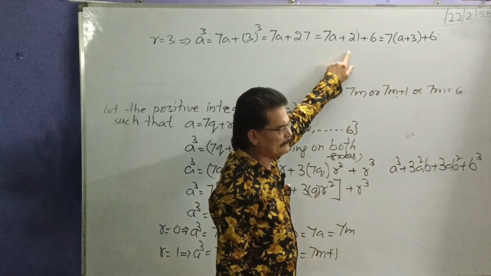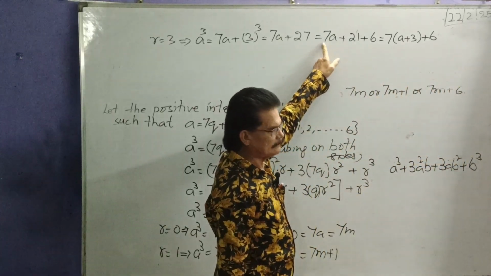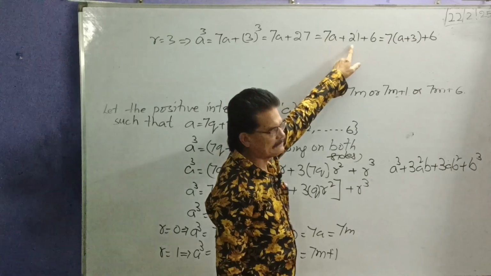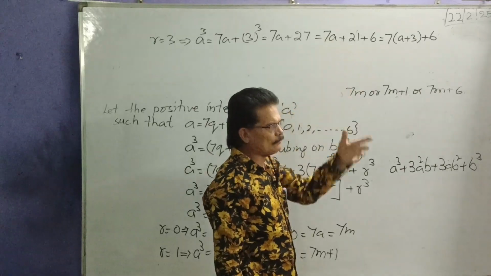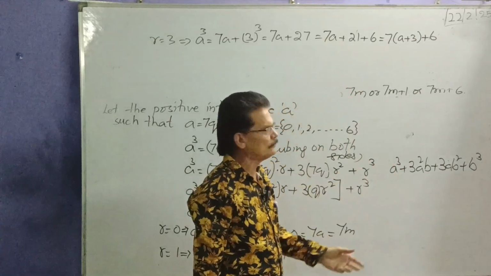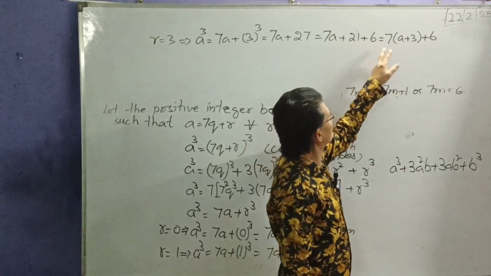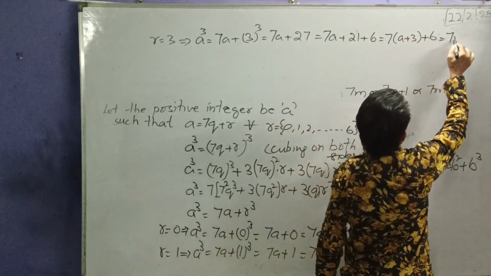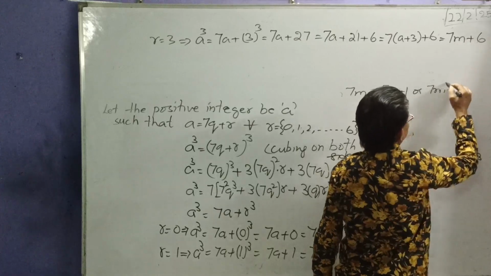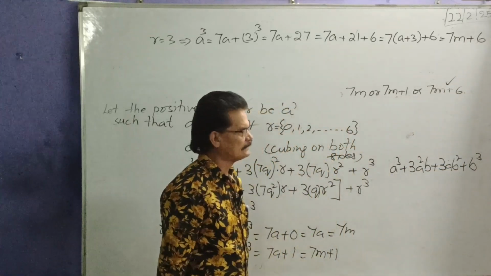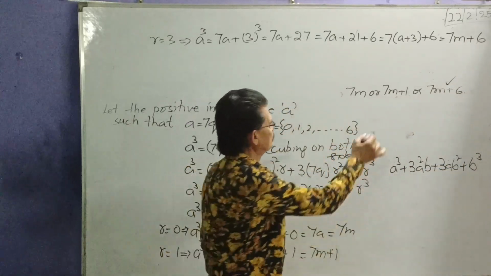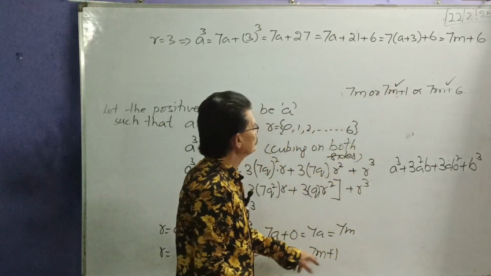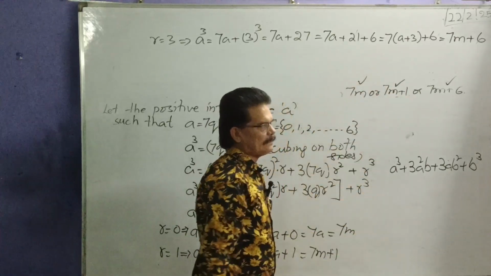When you take 7 common, a will remain and 7 3s are 21. Everyone knows, you take common now. 7 3s are 21 plus 6. This bracket becomes m. 7m plus 6. 7m plus 6 has come, 7m plus 1 has already come, 7m has already come.